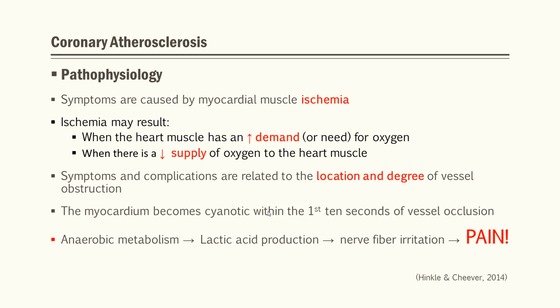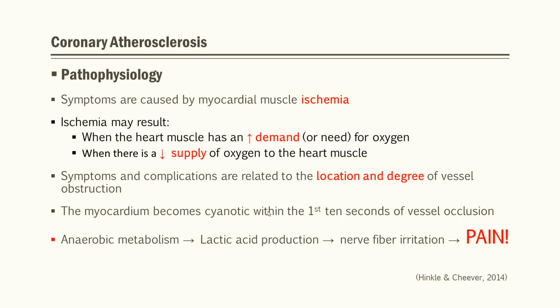And then the other process is when there's a decrease in the supply of oxygen to the heart muscle. So this might occur with a rhythm that's faster, if there's a drop in the cardiac output, or if the patient's anemic, or if there's blockage in their coronary artery. So if you have those two combined, then that's not a good situation. We've already kind of talked about the location and the degree of the vessel obstruction, so the symptoms and the complications are related to that.